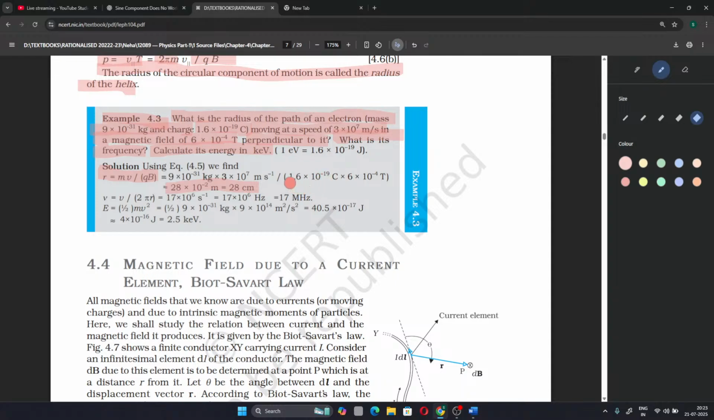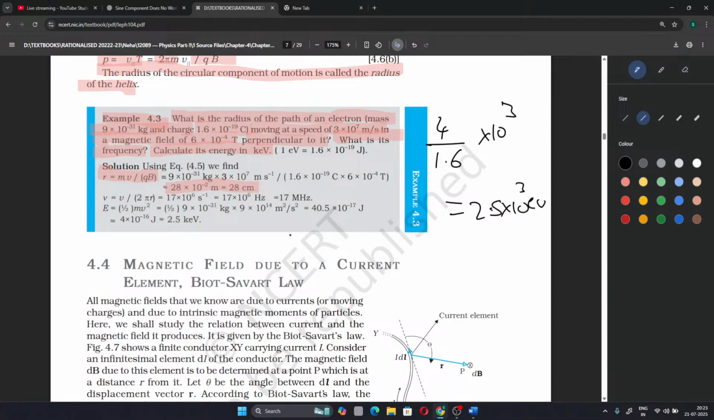1.6 into 10 power minus 19, we will get 4 by 1.6 into 10 power 3, which is equal to 2.5 into 10 power 3 electron volt, which we can write as 2.5 kilo electron volt.